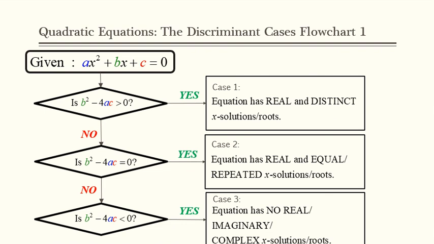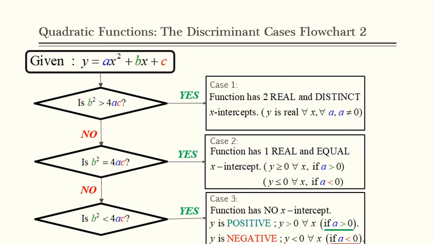In ending, here is a flowchart showing the three discriminant cases and the corresponding nature of x solutions to the quadratic equation. As with many labels in mathematics, labels have meaning. b squared minus 4ac is called the discriminant because it has the role in telling apart the nature of the roots in a quadratic equation. In terms of quadratic functions, the discriminant also plays the role of predicting the number of x-intercepts as well as the range of y values for that function contingent on a, the coefficient of the x squared term.